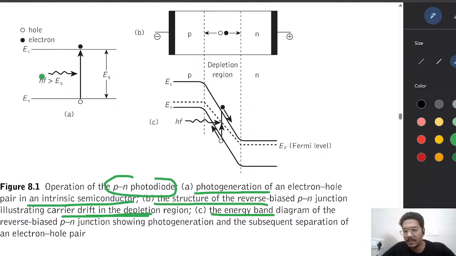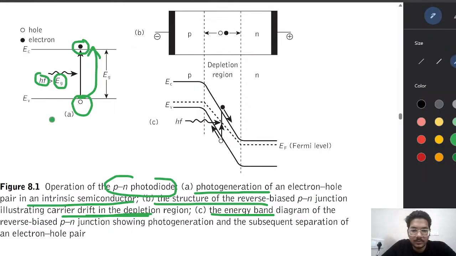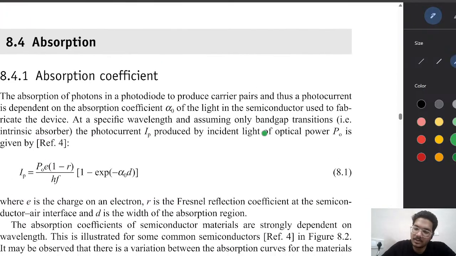When the photon energy is greater than the semiconductor band gap, the photon excites an electron from the valence band to the conduction band, and leaves a hole behind, and together they create an electron-hole pair. The second reason is depletion region widening and the Fermi level. Now we see what absorption is.